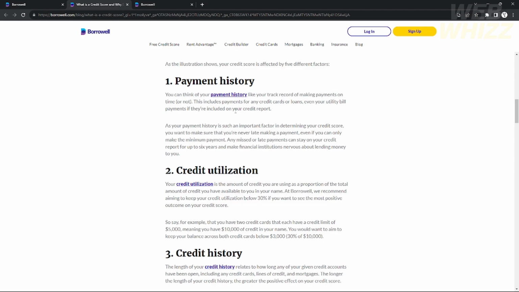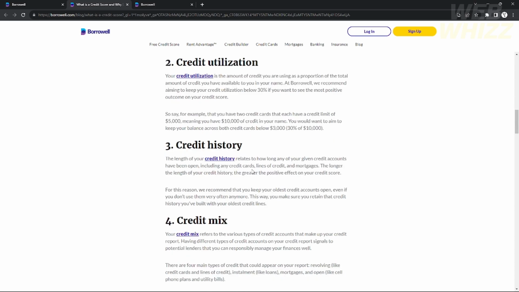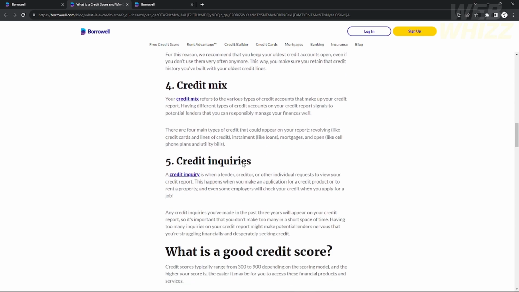So next one is credit utilization. What is credit utilization? Based on the word utilize, this is the percentage of the credit you're using from your total credit in your account. For example, if you have a total credit amount of $100,000 and you spend $10,000, that means your credit utilization is 10%. In Borrowell, they recommend you keep your credit utilization below 30%. So if you want to see your credit score improve, make sure that you keep your credit utilization below 30%.